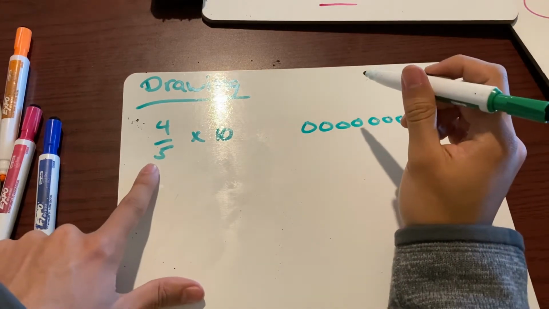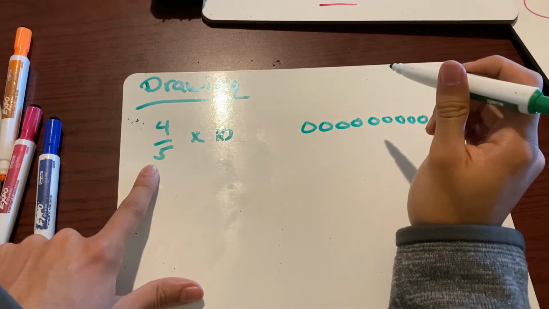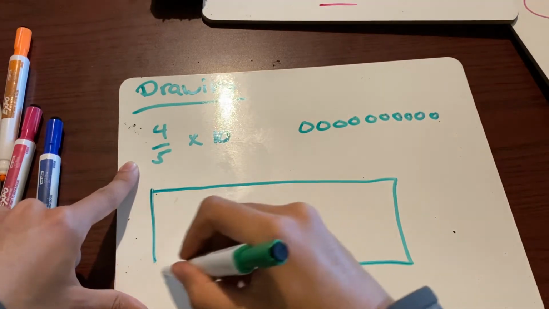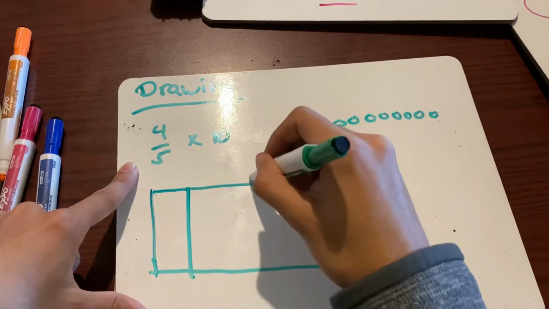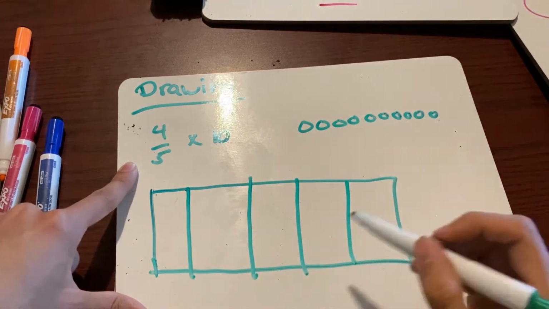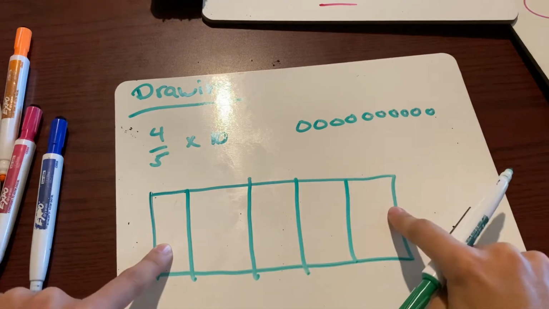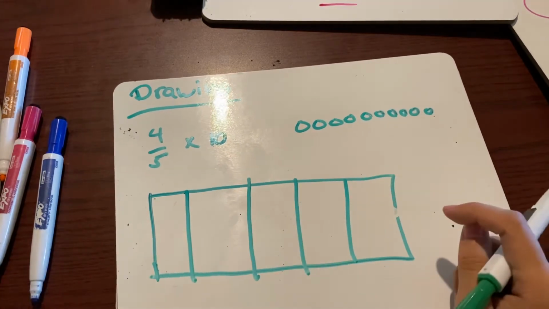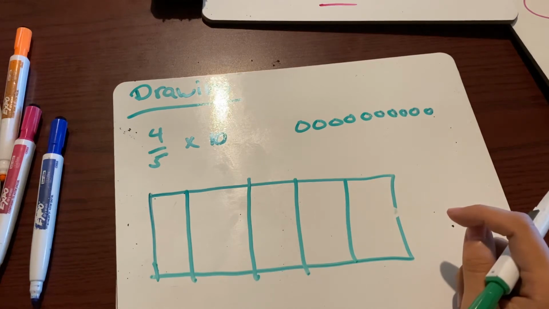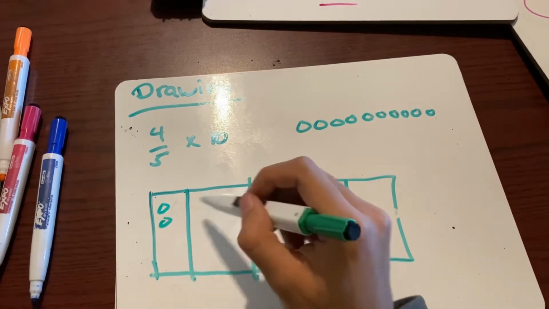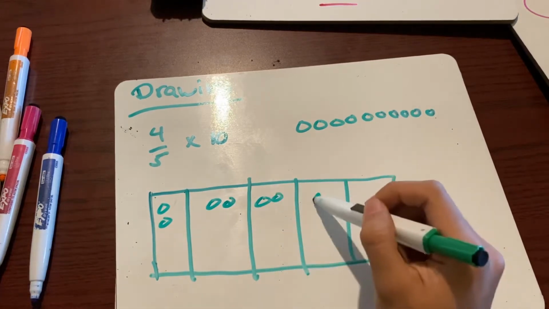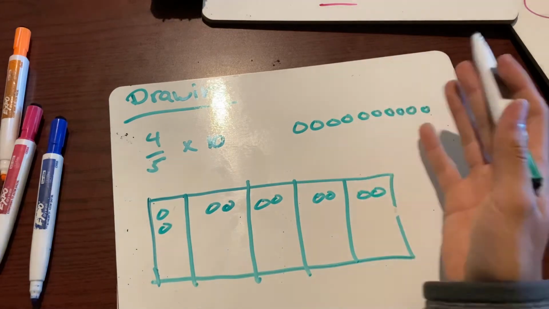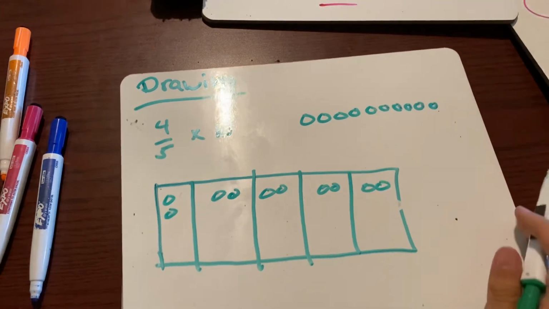I have 5 boxes. 1, 2, 3, 4, 5. 5 boxes, 10 circles. How many is going to go in each box? Exactly. 2 in each box. Okay, and it works out perfectly, right? The circles are in here perfectly.